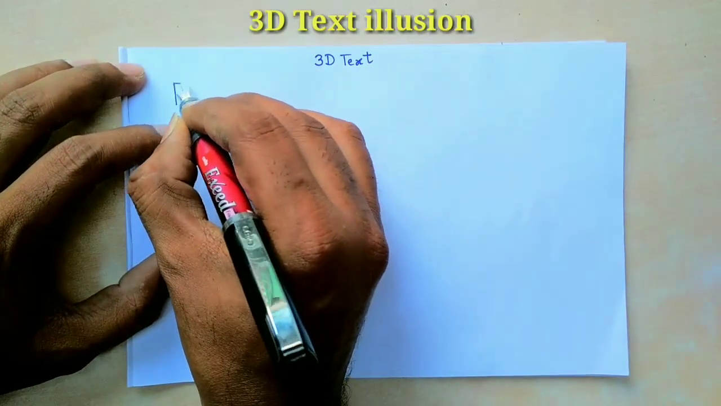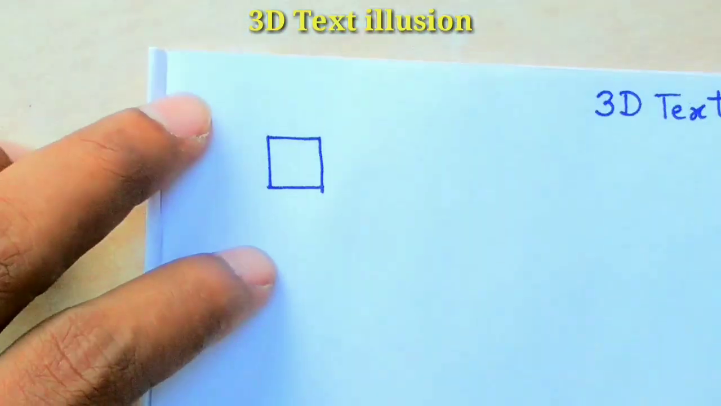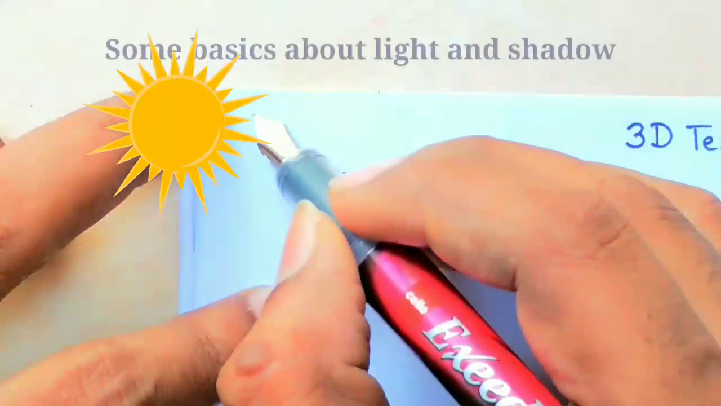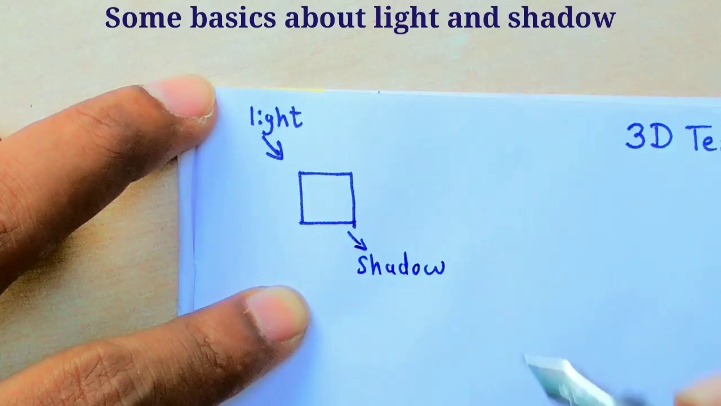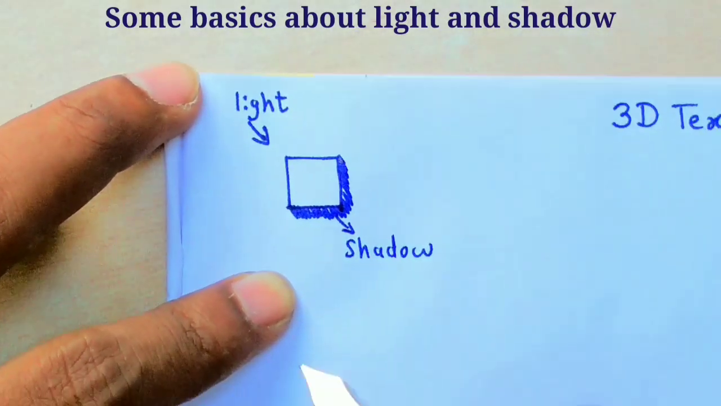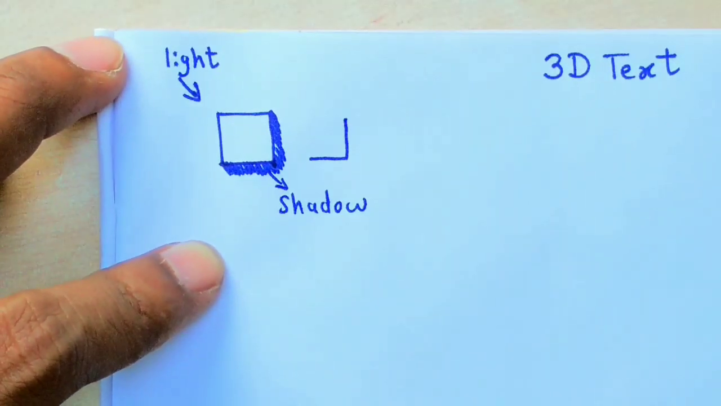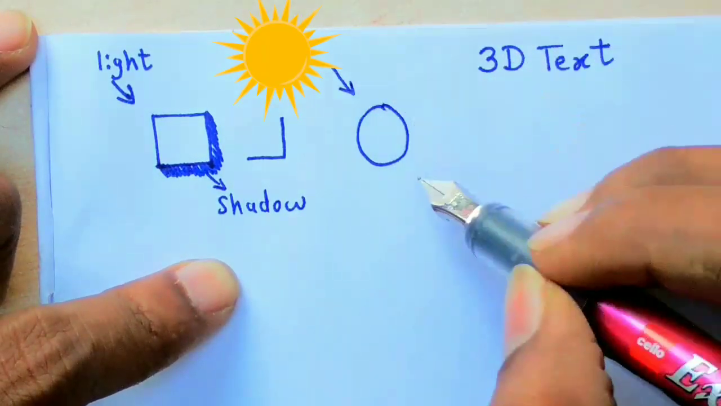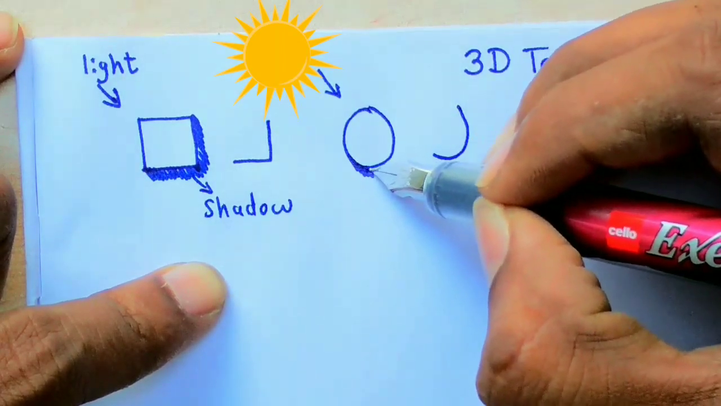Let's see some basics. For a square, suppose the light source is from the left top corner and the shadow is at the right bottom corner. Then we are going to draw just the shadow part. So it will be like this. Okay. So what about a circle? The shadow part will be at the right bottom corner like this. Fine.